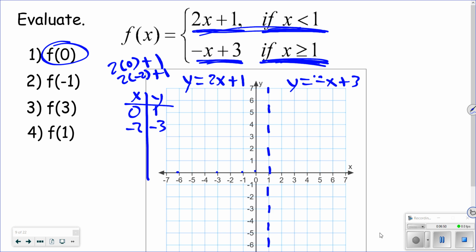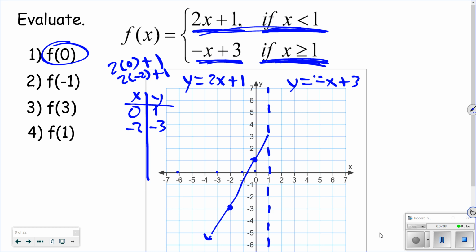So there's my 2 points. I've got 0, 1, and I've got -2, -3. And that's enough to draw our line. So we're drawing our line. Now when I draw this, you've got to be careful. I can't cross my boundary, so that line has to stop right there on the boundary.